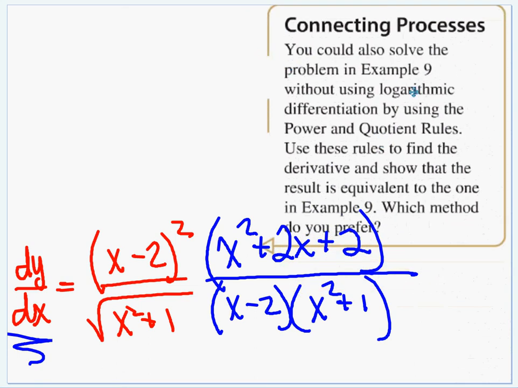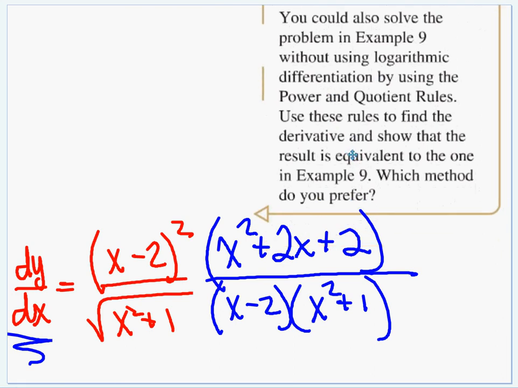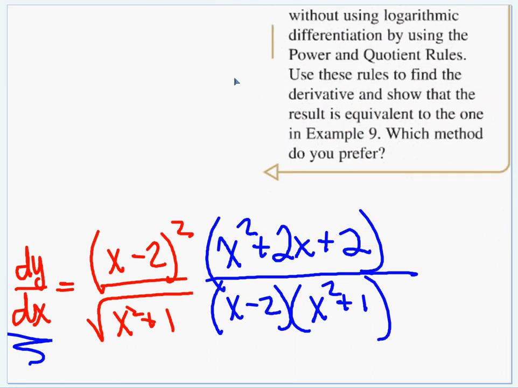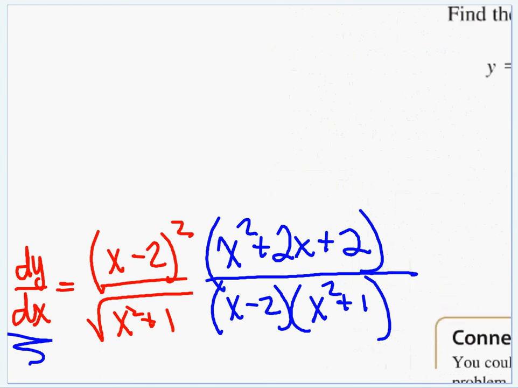It says here you could also solve the problem in example 5 without using logarithmic differentiation by using the power and quotient rules. It says use these rules to find the derivative and show that they are equivalent. Which method would you prefer? Probably going to prefer logarithmic because that is going to turn into quite a mess. Okay.